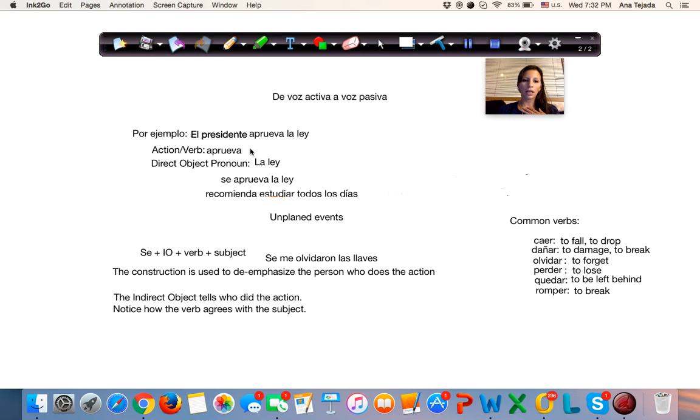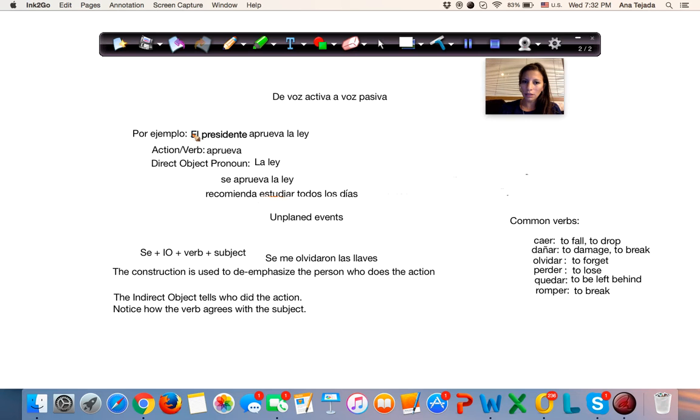What's our action or verb in here? Aprobar. What's being approved, or direct object? La ley. And then who is our agent? Who is the one making that approval? El presidente. So to make it a general statement, we have to get rid of that agent.